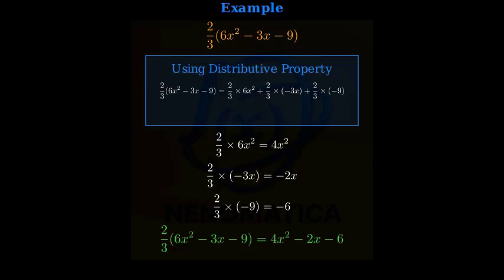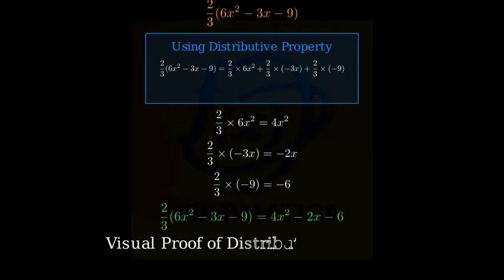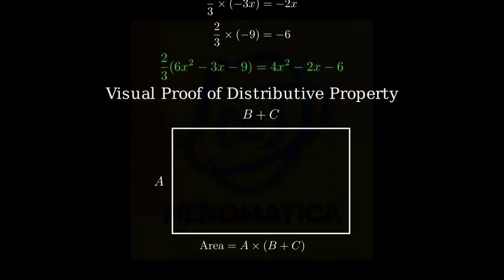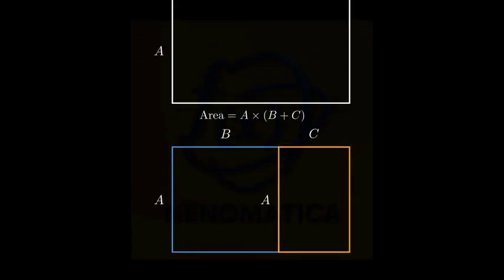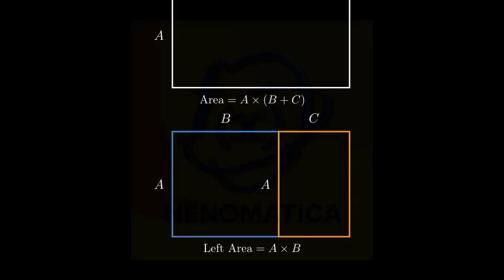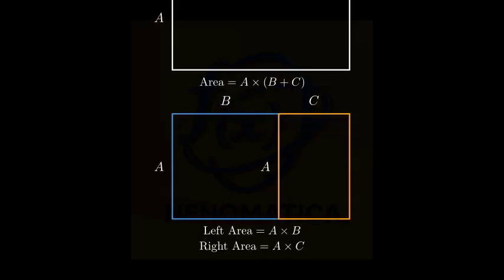Let's visualize why the distributive property works with a simple area model. Imagine we have a rectangle with width a and length b plus c. The total area of this rectangle can be calculated as a times the quantity b plus c. But we can also split this rectangle into two smaller rectangles, one with dimensions a by b and another with dimensions a by c. The area of the first smaller rectangle is a times b. The area of the second smaller rectangle is a times c.